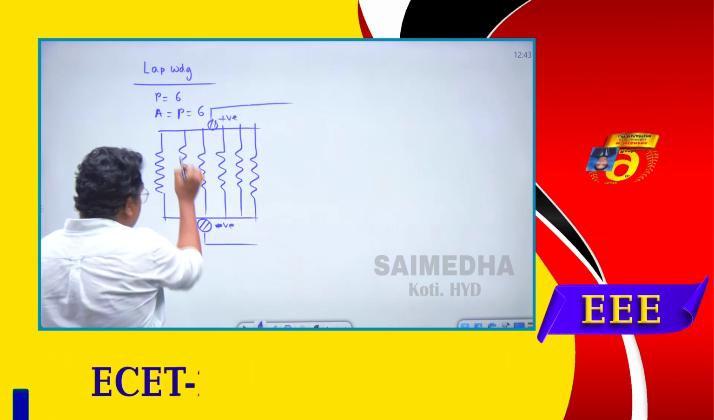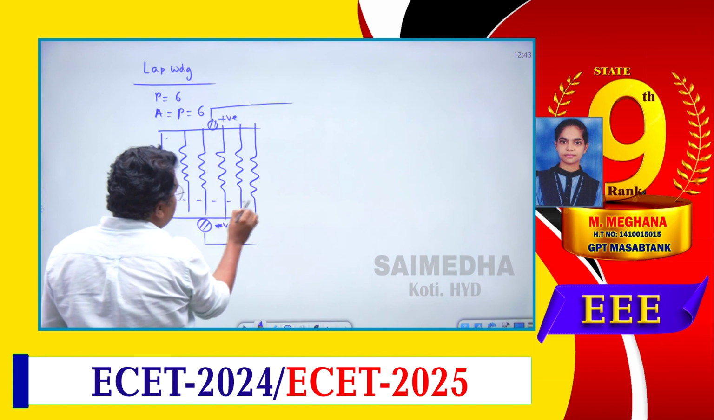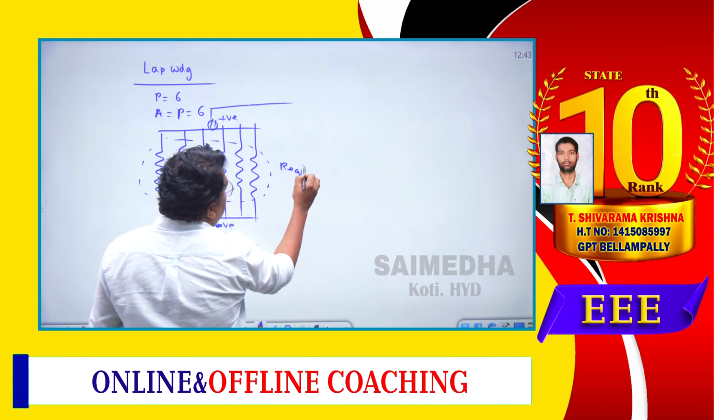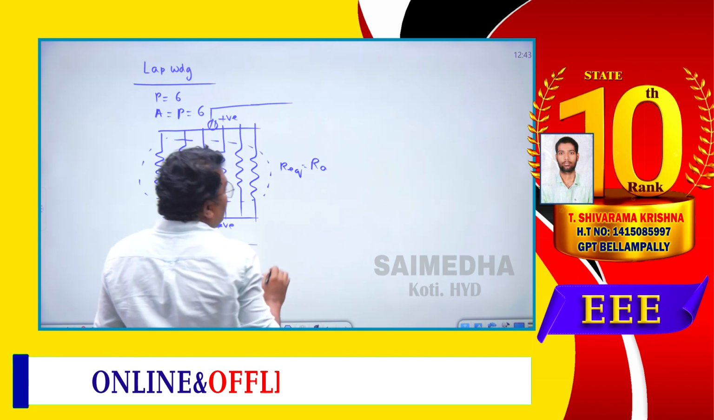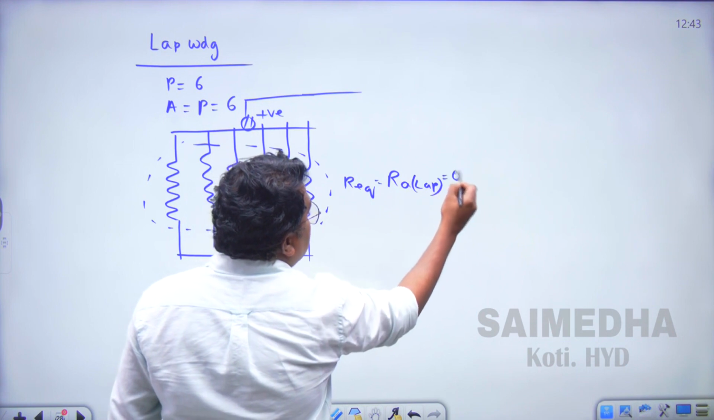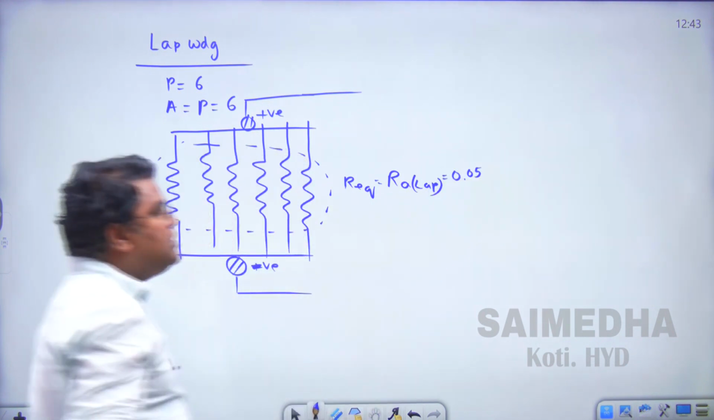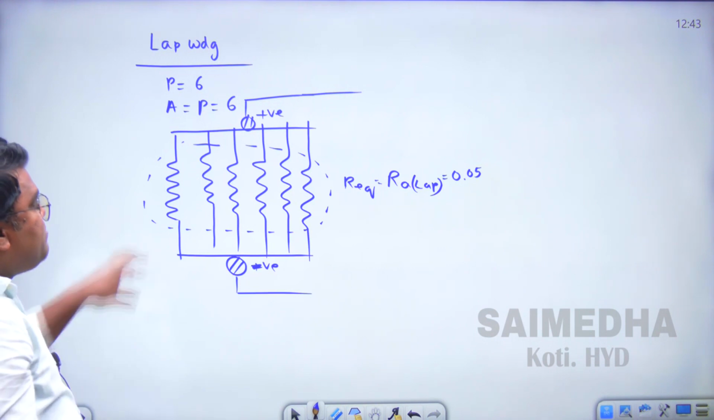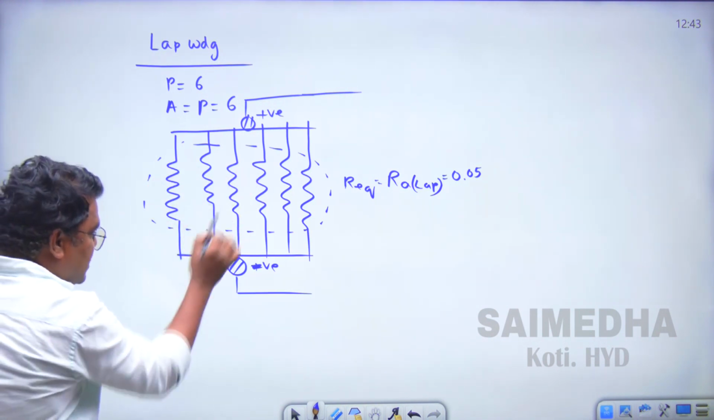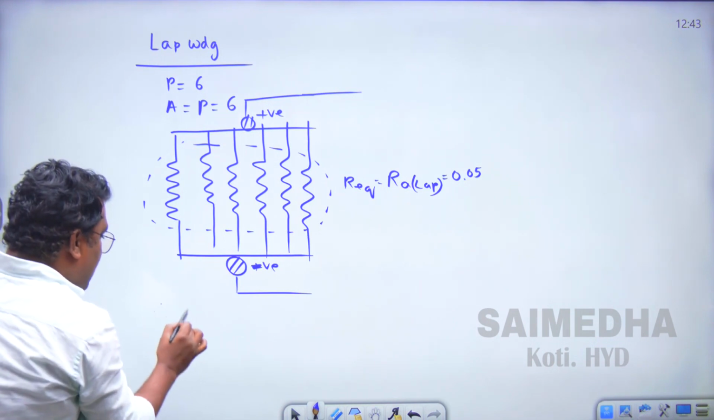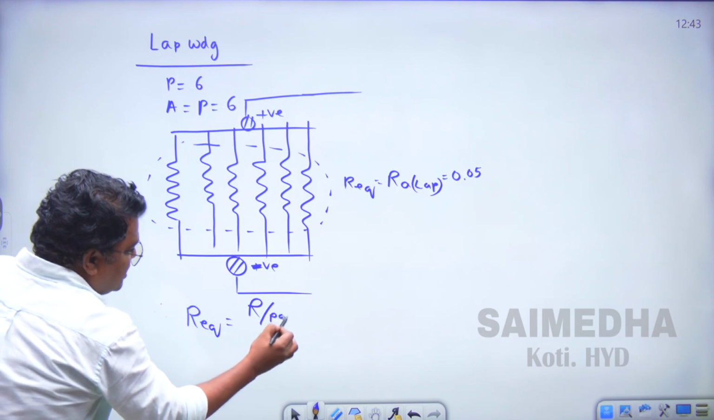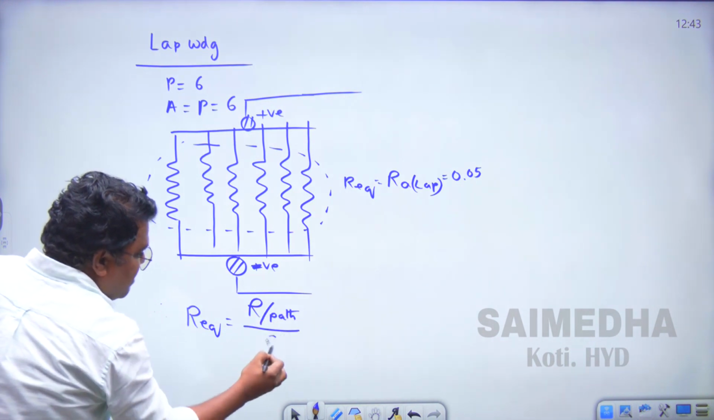Now this total resistance is known as R equivalent, which is equal to the resistance of the armature winding in the lap winding, which was given as 0.05. So R equivalent is equal to the resistance per path in the lap winding divided by 6.